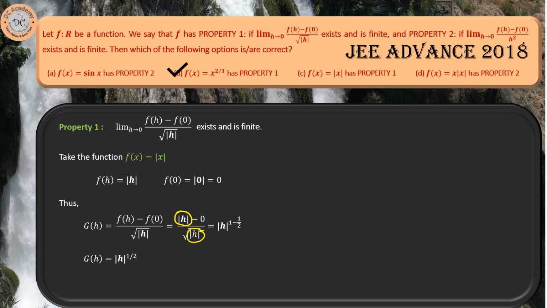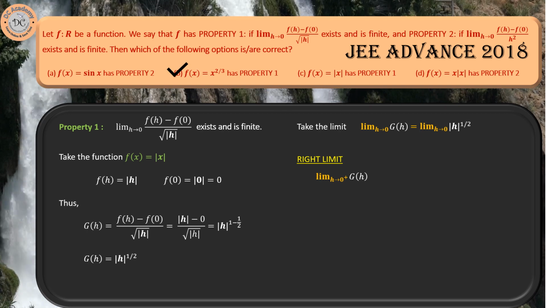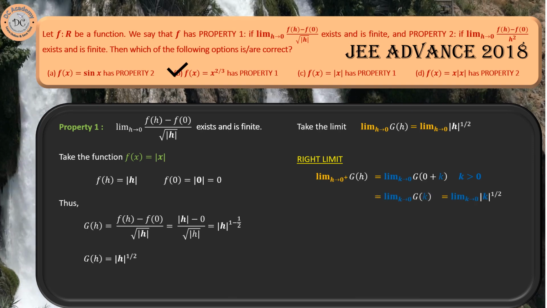Now, on the basis of this particular aspect, we apply the limit h tends to 0 of g(h) and take the right limit and the left limit. First, we consider the right limit. For the right limit, we need to apply limit h tends to 0 of g(h), which will be equivalent to limit k tends to 0 of g(k) with the property that k greater than 0. So it will be limit k tends to 0 of mod k whole to the power half. When k greater than 0, mod k will be equal to k. So it will be k to the power half and leads to 0.